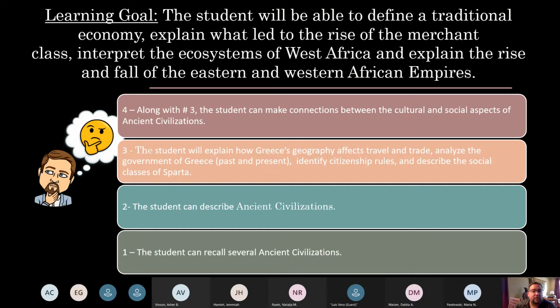Okay, so the learning goal is that the student will be able to define what a traditional economy is, explain what led to the rise of the merchant class, interpret the ecosystems of West Africa, and explain the rise and fall of the Eastern and Western African empires. All right, so let's go ahead and get started.